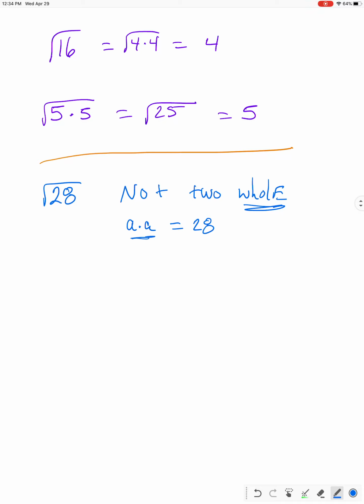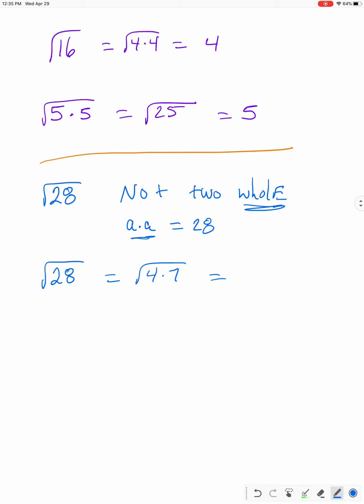So what I have to do is do 28, and then I have to think of something that's close. So I know that 28 divided by 4 is 7. So 4 times 7 equals 28. Now notice these are not two whole numbers, right? Multiplied together. That equal 28. But they are two whole numbers multiplied together.